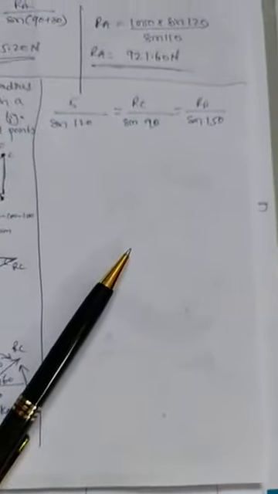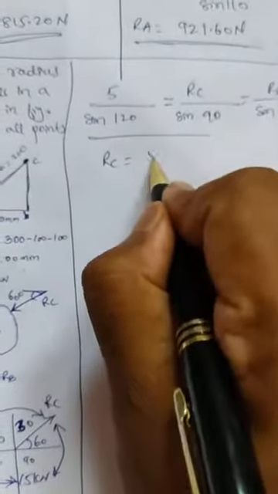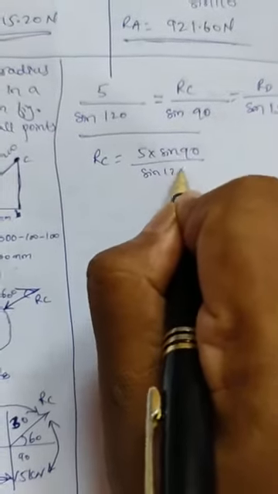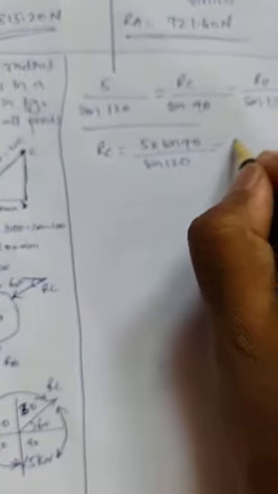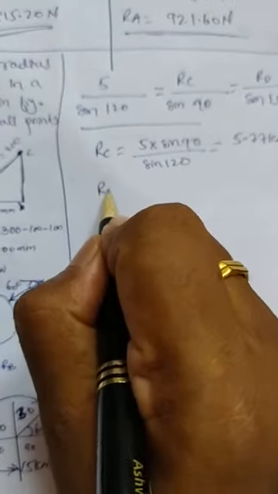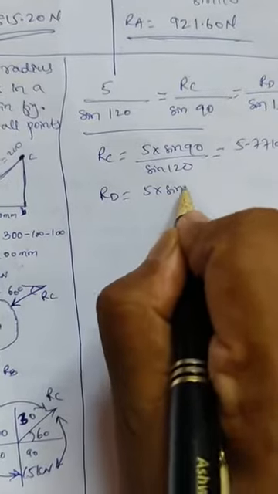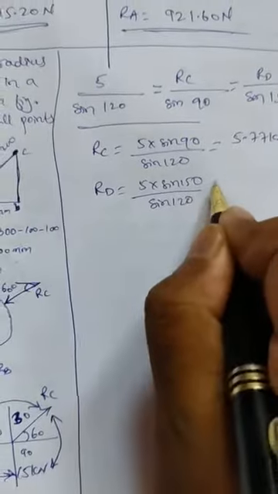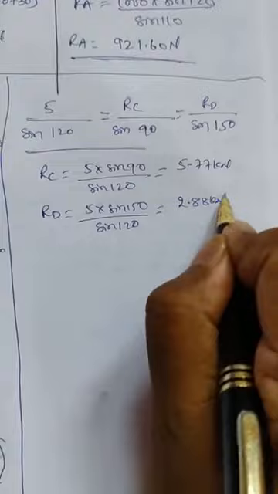Now, to calculate RC: RC is equal to 5 into sine 90 divided by sine 120, which is equal to 5.77 kilonewton. Next, RD is equal to 5 into sine 150 divided by sine 120, which is 2.88 kilonewton.